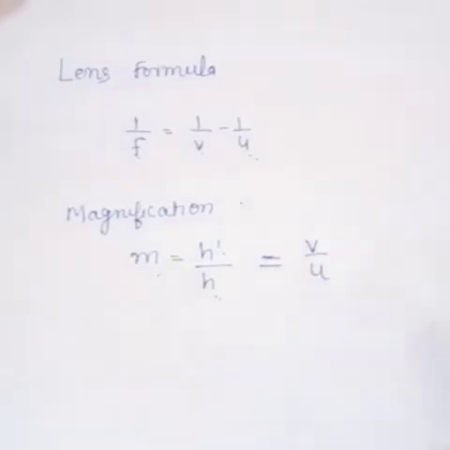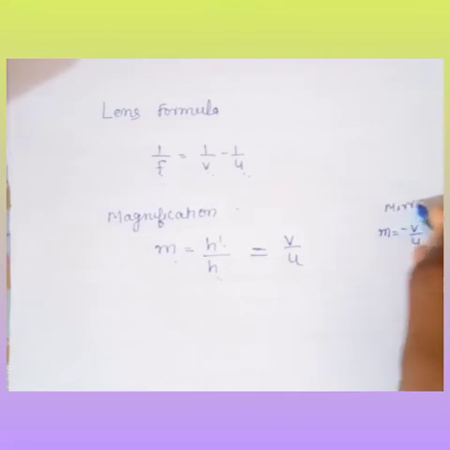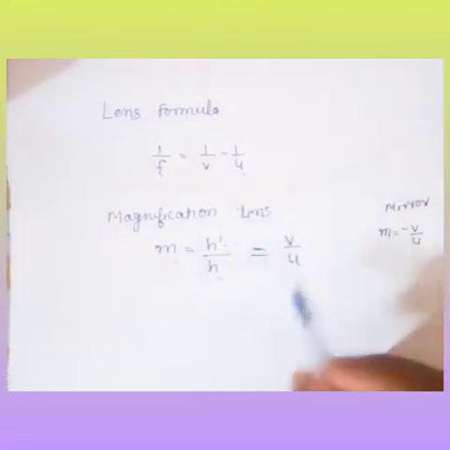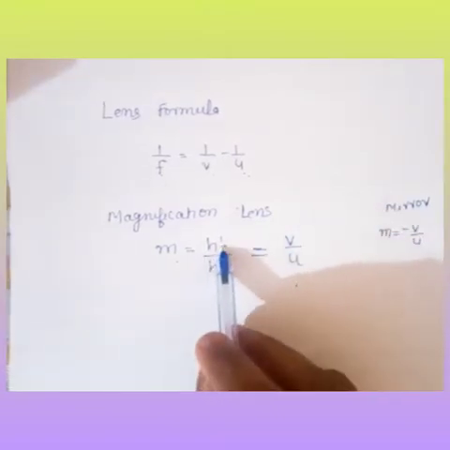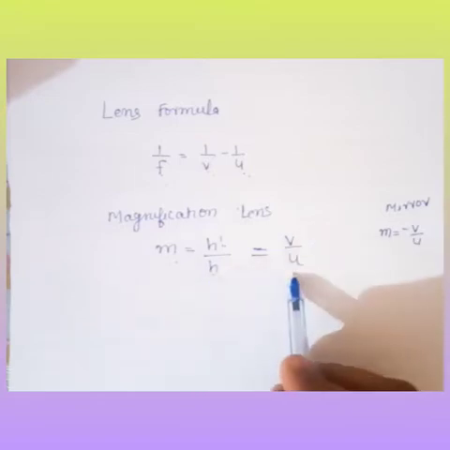In the case of a mirror, the magnification is m = -v/u. But in the case of a lens, the magnification is v/u. It is the ratio of the height of the image to the height of the object, which is equal to v/u in the case of a lens.